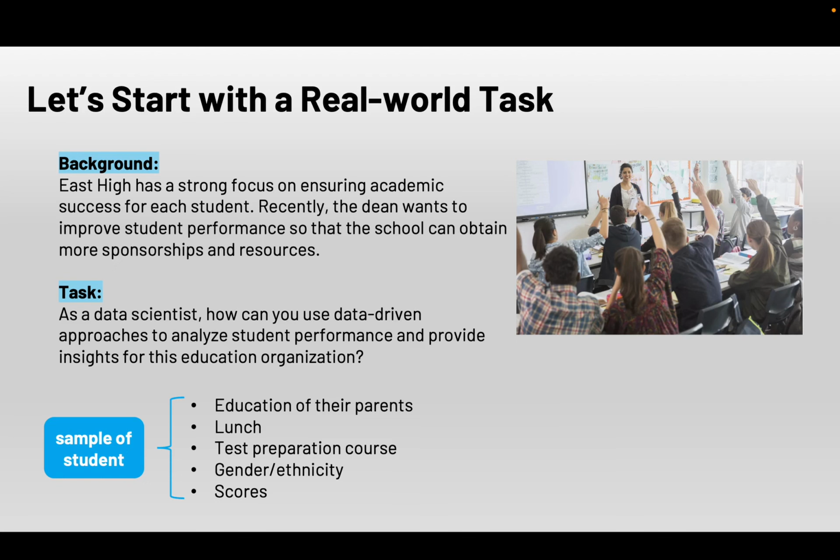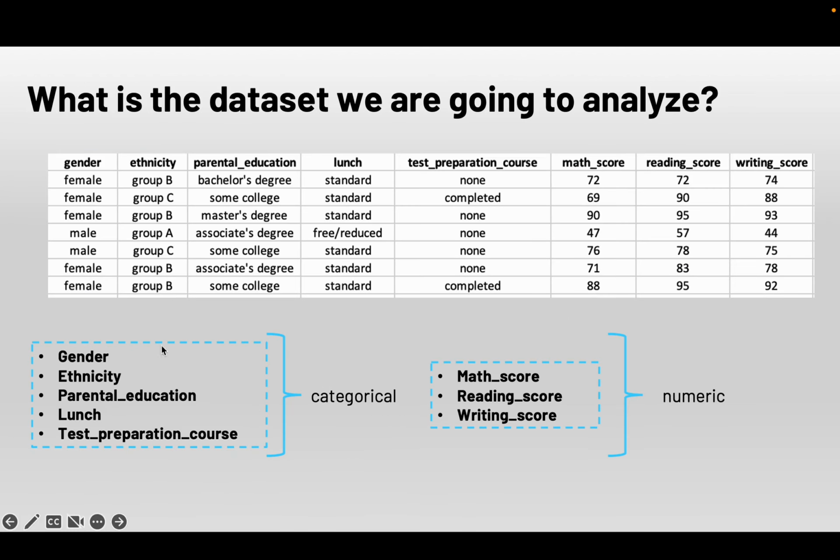Let's first take a look at the data set. The data set includes 8 columns: gender, ethnicity, parental education, lunch, test preparation course are the categorical variables. Math score, reading score, writing score represent student academic performance, and they are numeric variables.